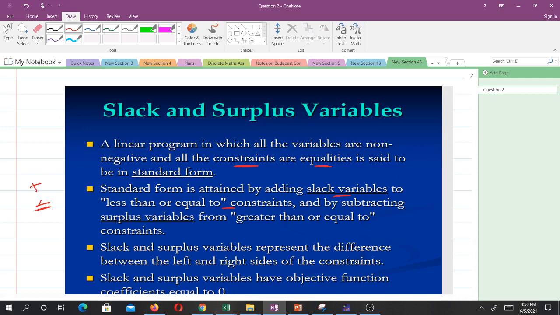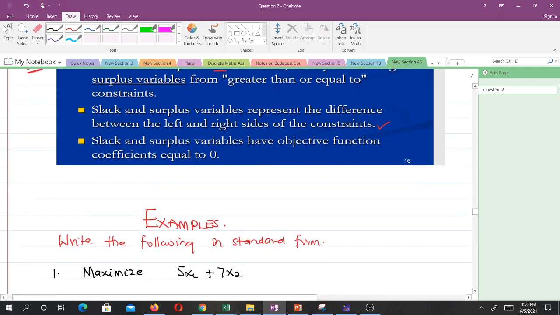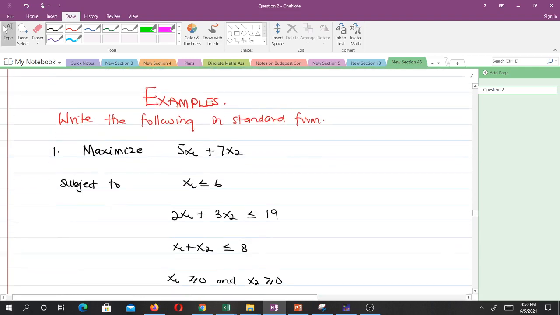Okay, so slack and surplus variables represent the difference between the left and right sides of the constraint, and the slack and surplus variables have objective function coefficient equal to 0. That means when you add them to the objective function, their coefficient is always 0. We are going to illustrate this with examples. So for example, we are to write the following LP model in standard form. It says maximize 5x1 plus 7x2 subject to these constraints here.